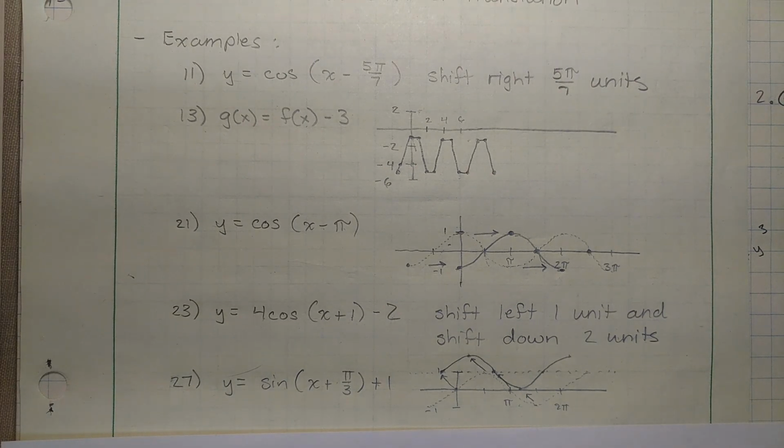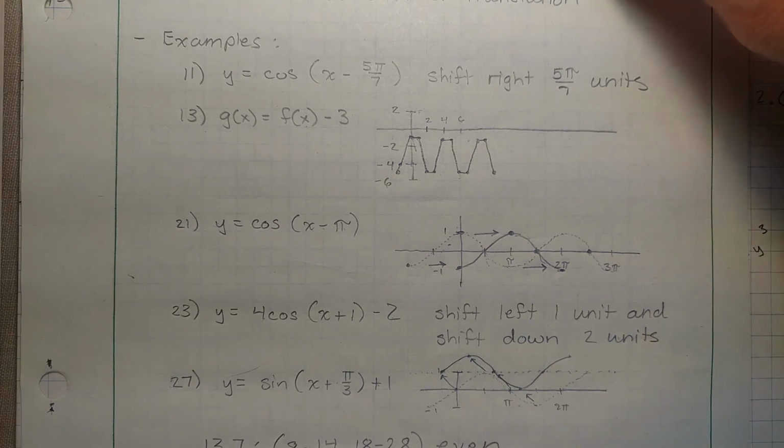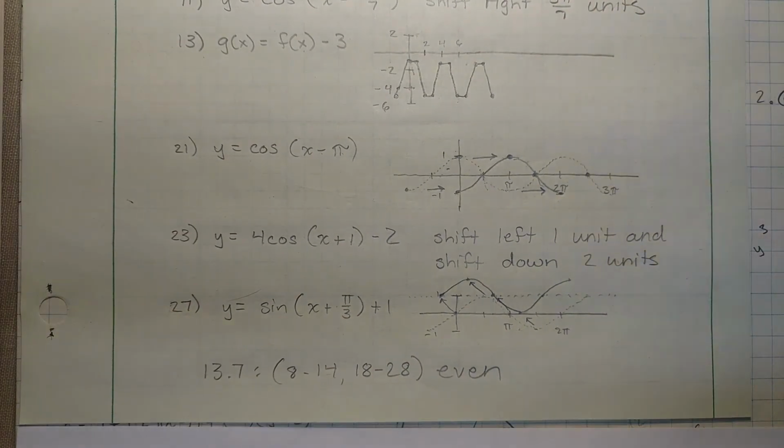Okay, that's it. Transforming, sketching, and identifying these pieces of these trig functions is what you've got. So it's going to be 13.7. It's going to be numbers 8 through 14, and then 18 through 28, just doing the even ones on those. Okay? So you don't have to do those odd ones there, and you can skip number 16. Number 16 is one you don't have to do.